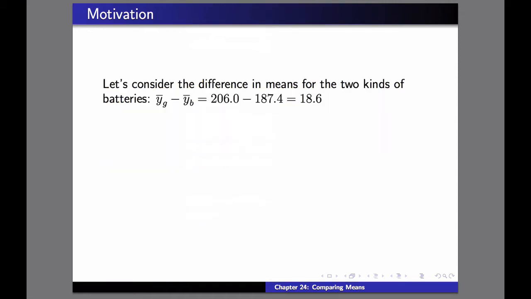So let's consider the difference in means for the two kinds of batteries. Once again, I would go to 2 var stats to get these numbers. Now, how do you interpret this?